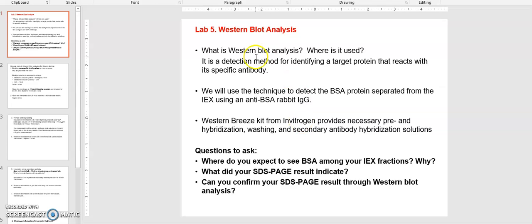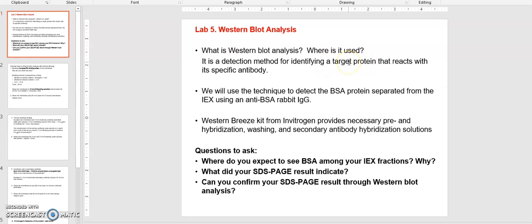Finally, lab 5, we'll do a lab on Western blot analysis. Hopefully you already reviewed the lecture on Western blot analysis. So again, what is Western blot analysis? Where is it used? It is a detection method where you can detect a specific target protein using an antibody that recognizes your target protein. It's used when you try to identify your protein of interest from different protein samples. That's where you use it.